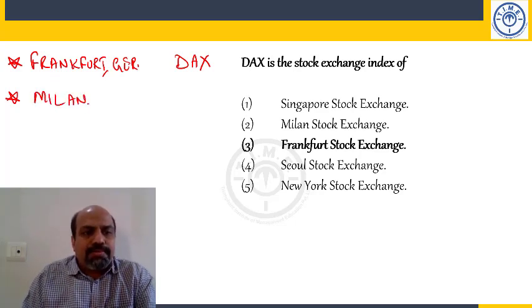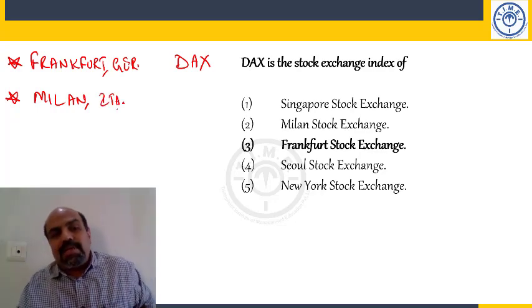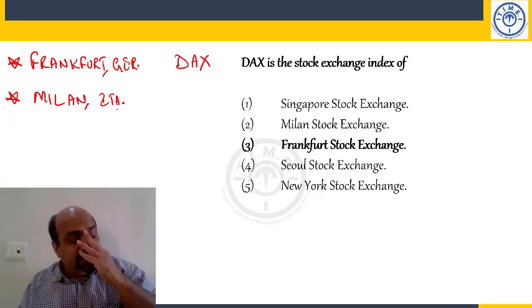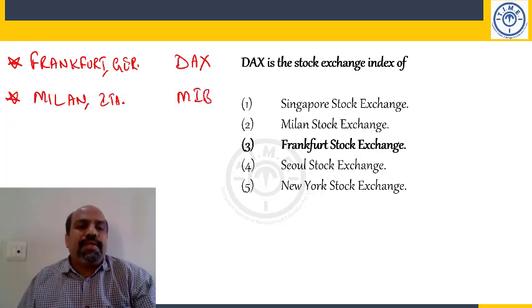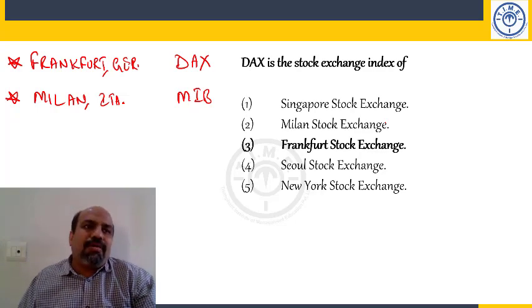From the German financial center of Frankfurt to Milan. Milan is the fashion capital of the world and it is in Italy. Many people say Paris is the fashion capital, it's Milan. Okay, Milan is a fashion capital, it's in Italy. The index here is called MIB. It is not Men in Black or Men in Blue.